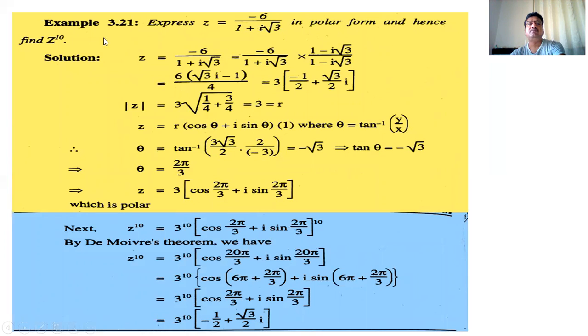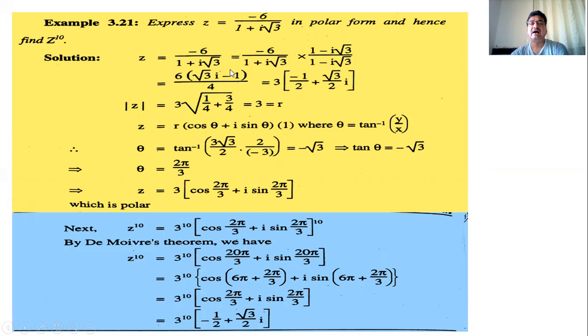Express this number in polar form and hence find z raised to 10. So first simplify this number in the form x plus yi. Simplify this number means rationalize the denominator, because there is division of complex numbers. Multiply and divide by the same factor, 1 minus i root 3, the multiplication of numerator and the multiplication of denominator. Plus y into x minus y, x square minus y square. The answer is 4. So 6 by 4 means 3 by 2.